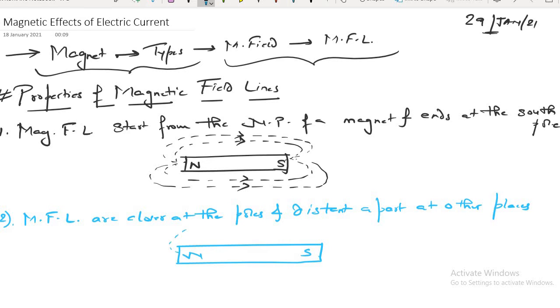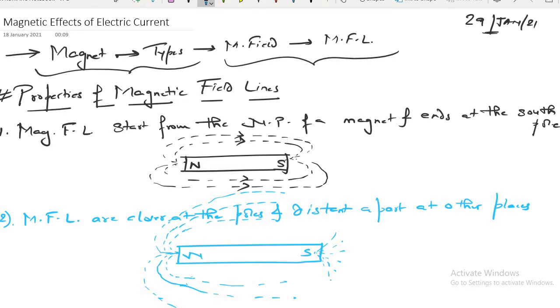So magnetic field lines are crowded at the poles. There are a large number of magnetic field lines which are coming out from the poles and they are distributed in this way. Can you see the distribution? They are covering a bigger area. Yes or no? Are you understanding? And similarly, they are entering into the south pole.